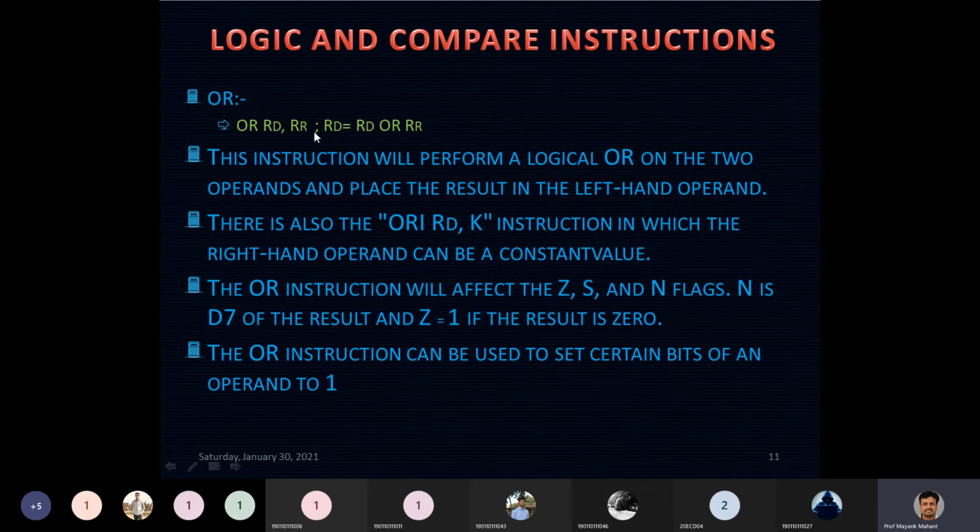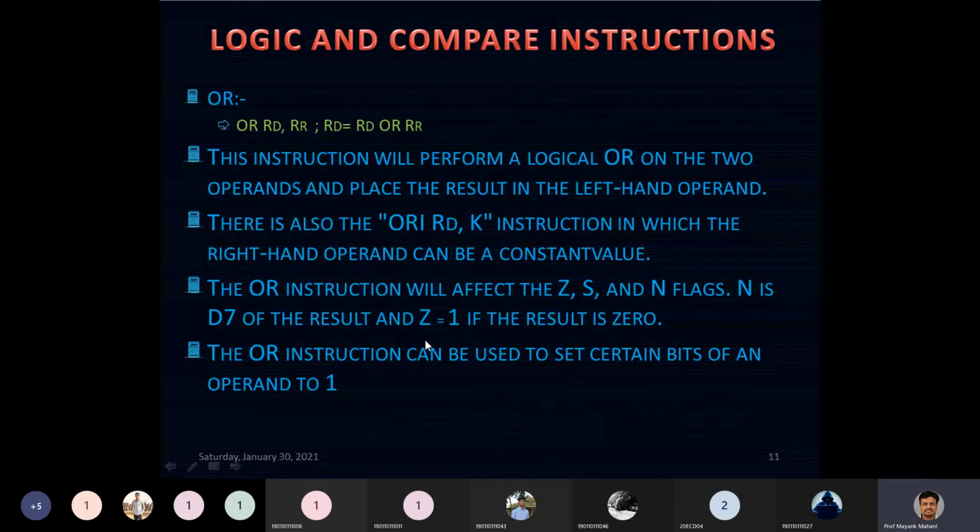This means RD is ORed with RR and the result is placed into RD. And as was the case with the AND instruction, there is an ORI instruction which can OR the register value with any immediate or constant value, represented by k. Again, it affects the Z flag, S flag and N flag, where N is D7 and Z is equal to 1 if the result is equal to 0.